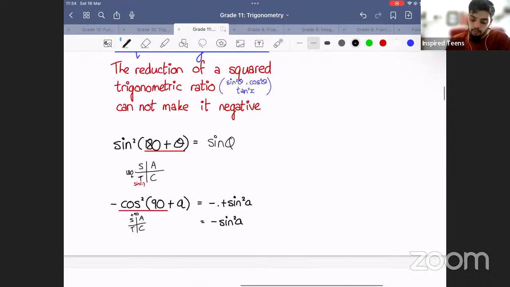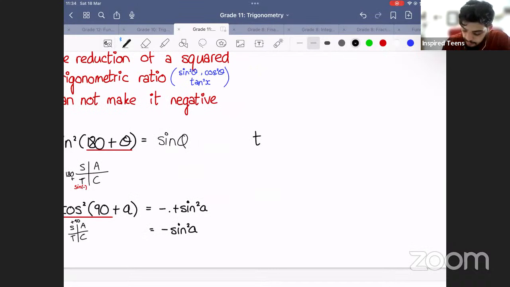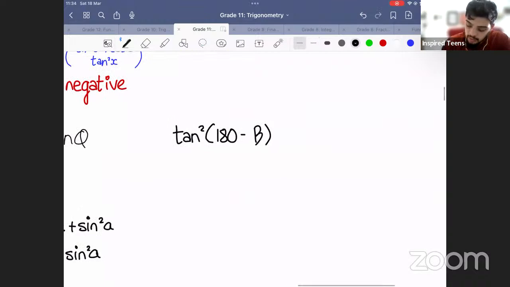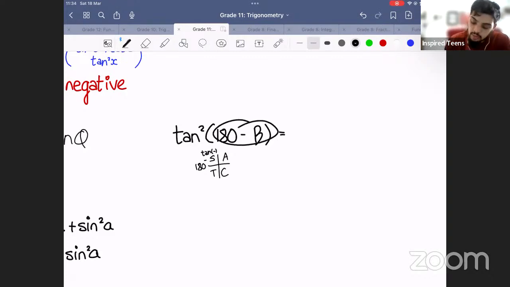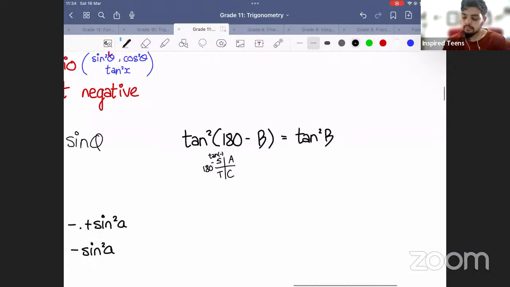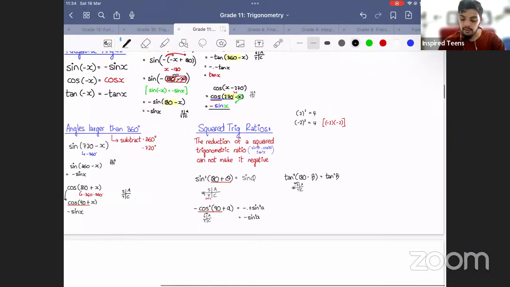Let's do one more example. If I have tan squared (180 minus beta), if we consider our CAST, 180 minus, tangent is actually negative in the second quadrant. But because it's squared, the reduction will not give it a negative. So this simplifies simply to tan squared beta. I hope that makes some sort of sense.